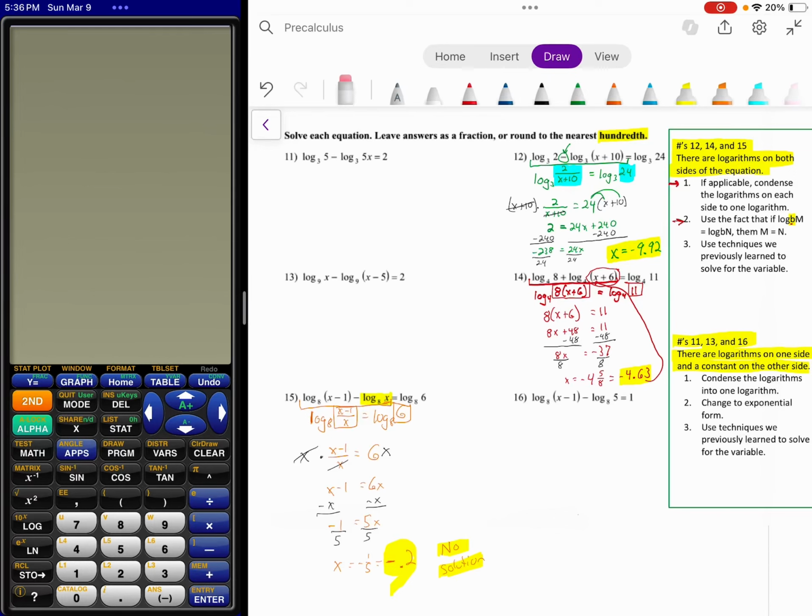All right, we're doing the next part of our video. We did break this section up. This is going to be the second part. So we're going to look at numbers 11, 13, and 16. If you notice in the bottom set of directions, it says numbers 11, 13, and 16.